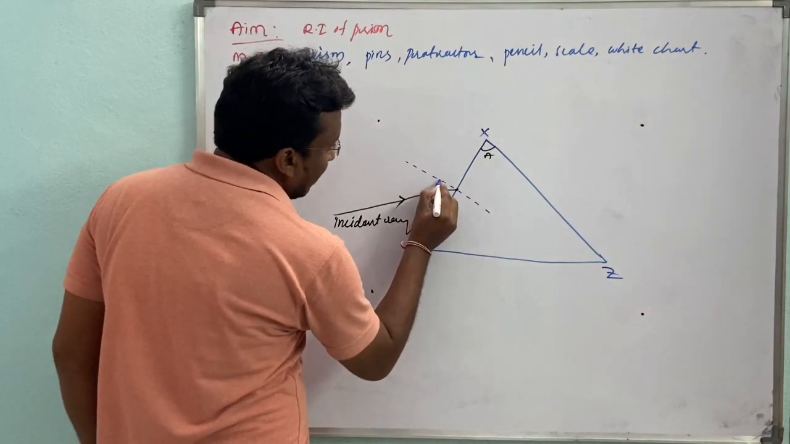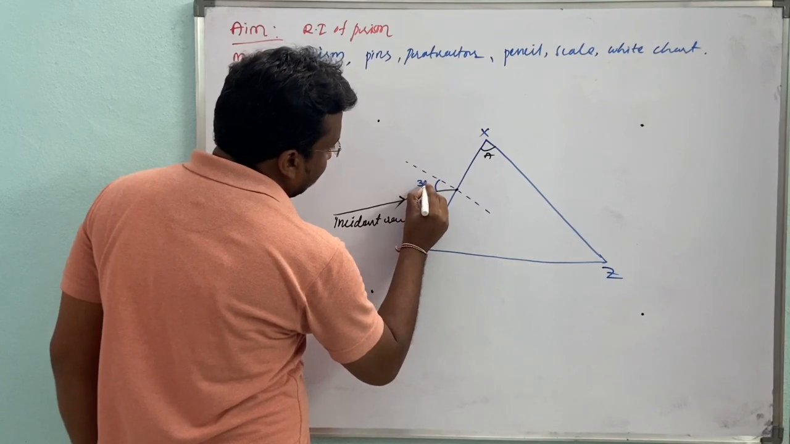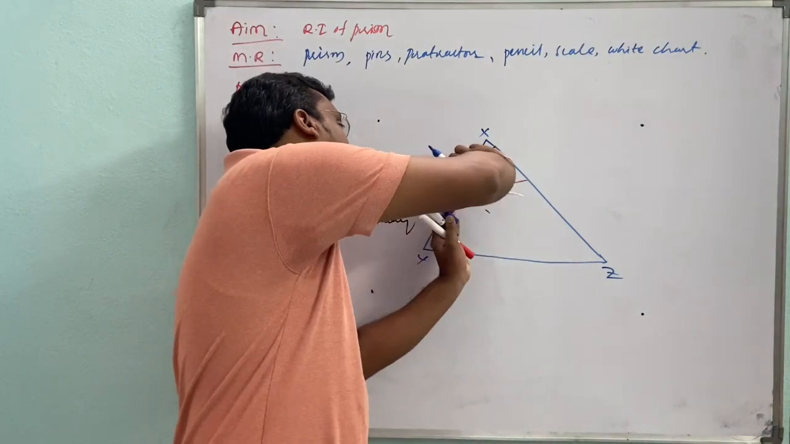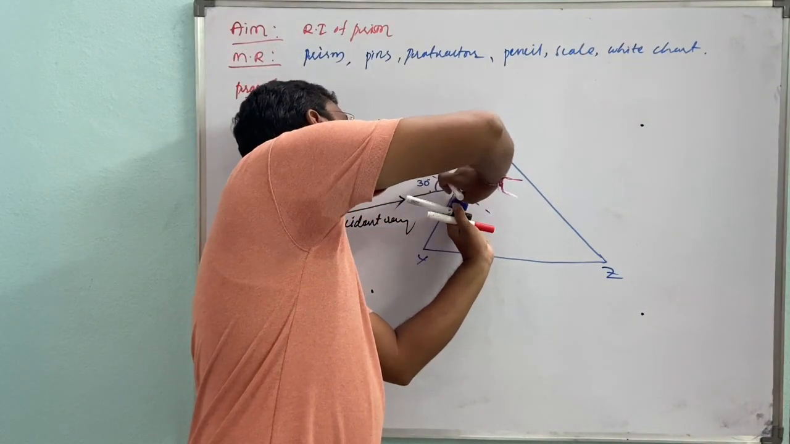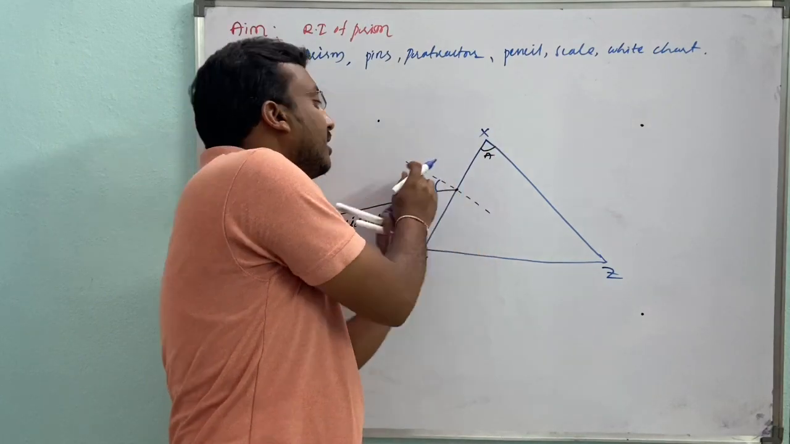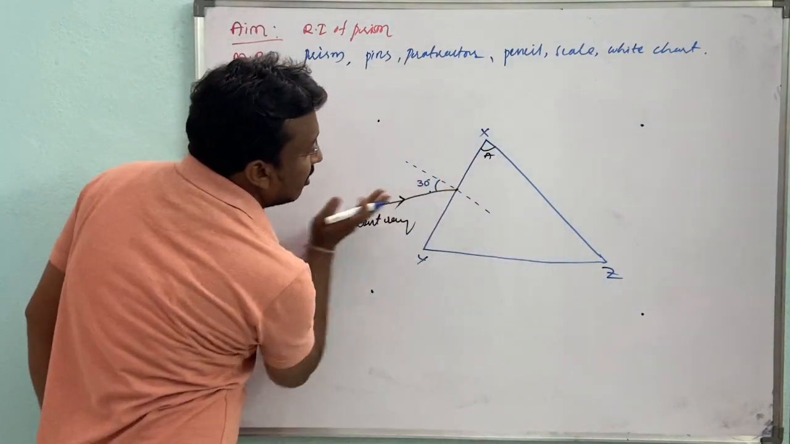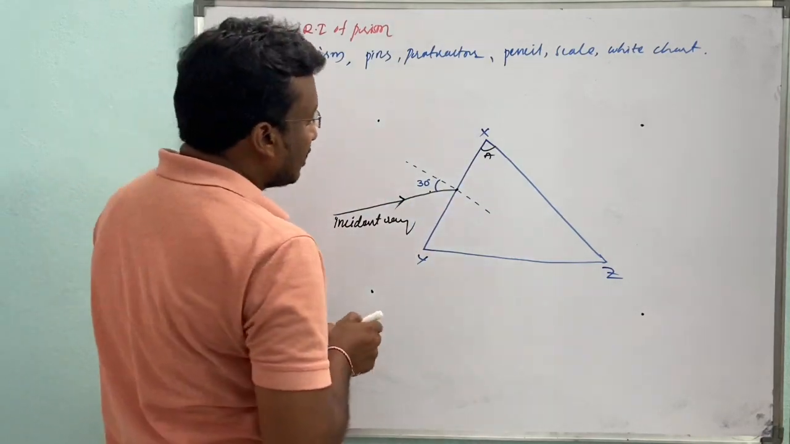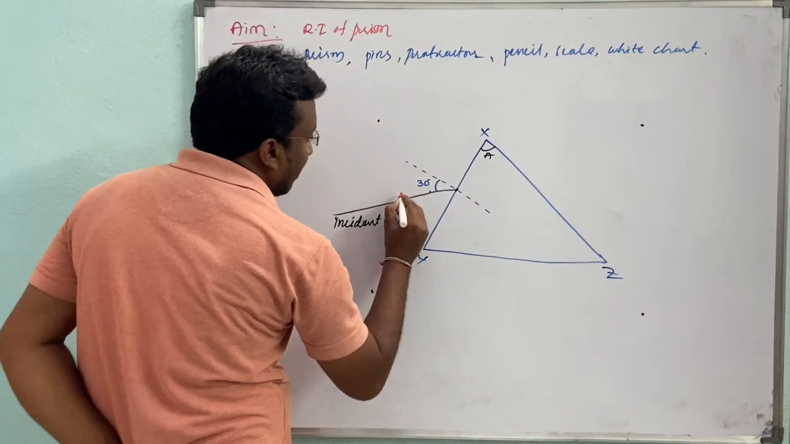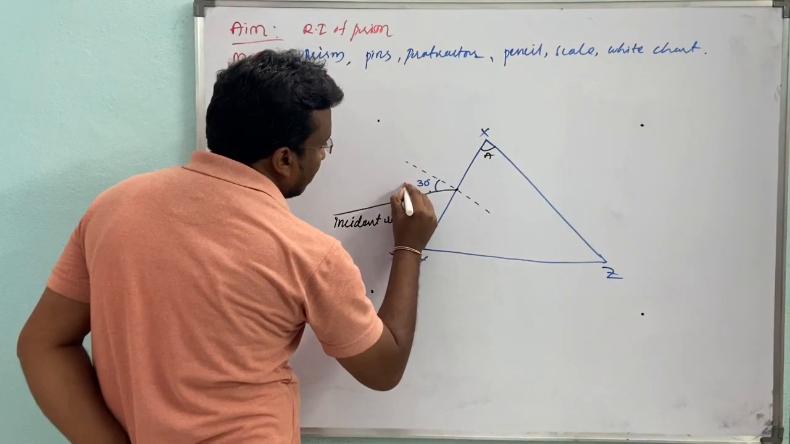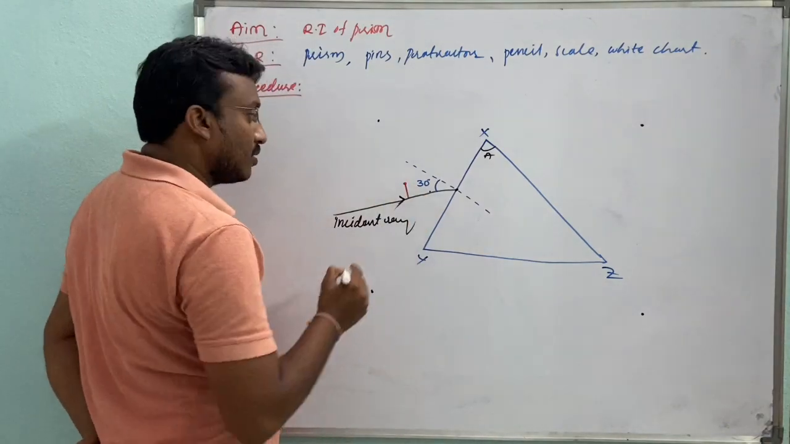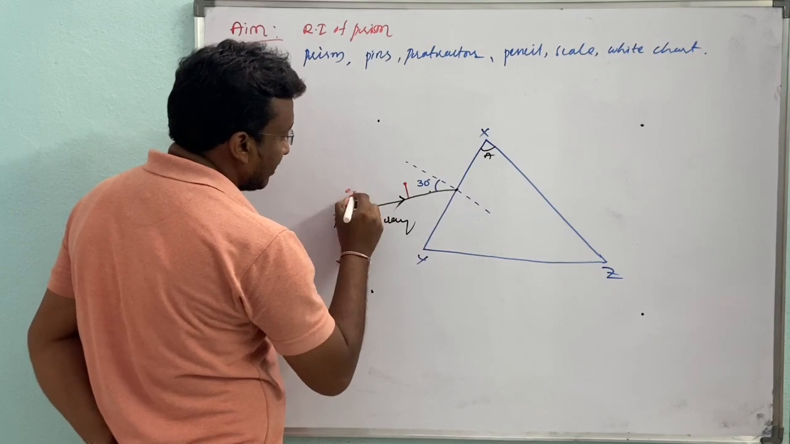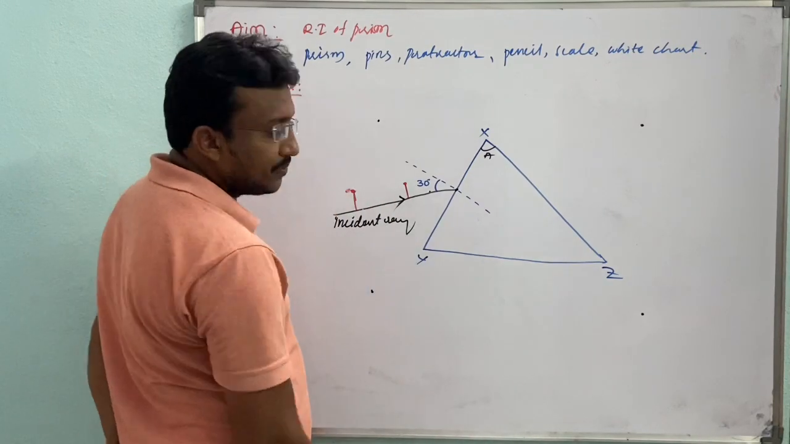Then how much angle have we taken? 30 degrees. Or otherwise, identify the point on plane XY and keep the protractor and find the 30 degrees from the normal. And here I got the 30 degrees, remove the protractor and draw it. Okay. Then after, fix 2 pins vertically on the line of the incident ray. On the incident ray. Got it?